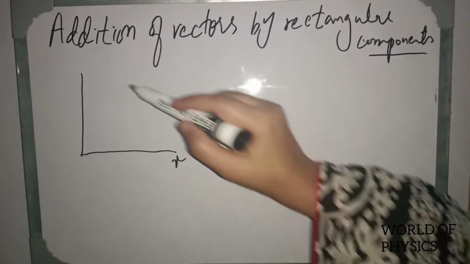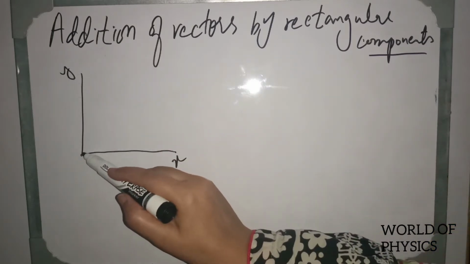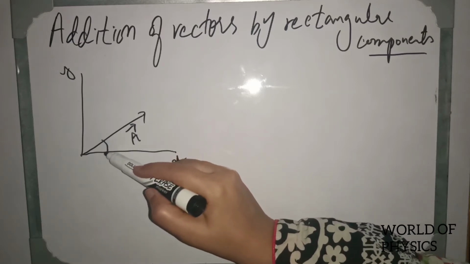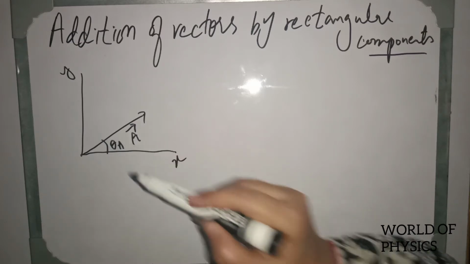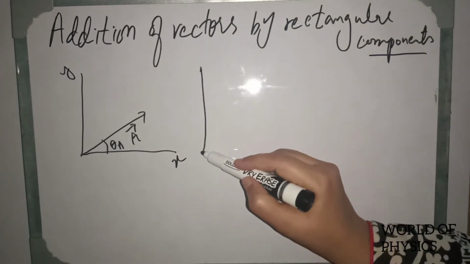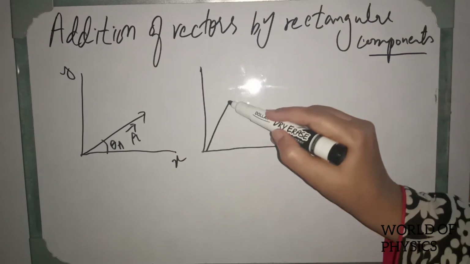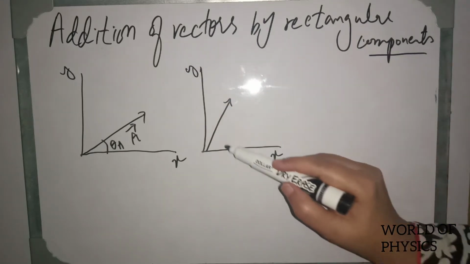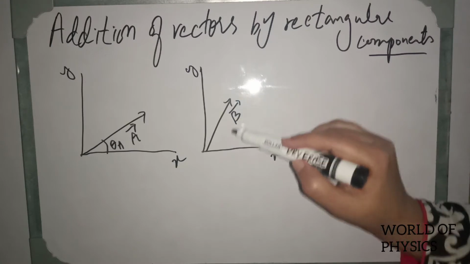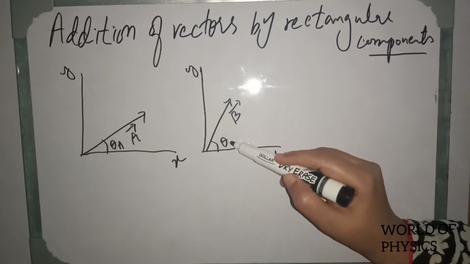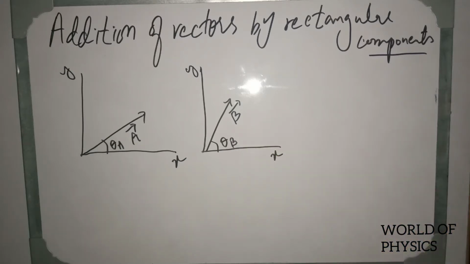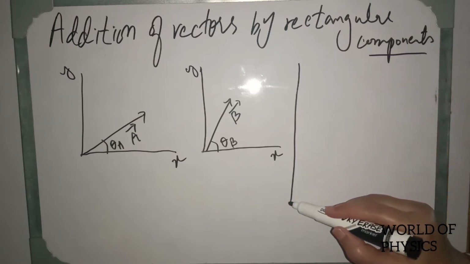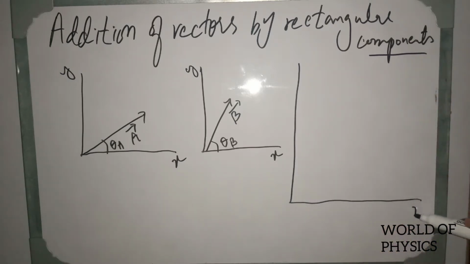They say this is vector A in Cartesian coordinate system. This is called vector A, and this vector is making an angle theta A with the horizontal. We have one more vector called vector B in this direction, different from A, again in Cartesian coordinate system, and this vector B is making an angle theta B with the horizontal axis, and this theta B is different from theta A.